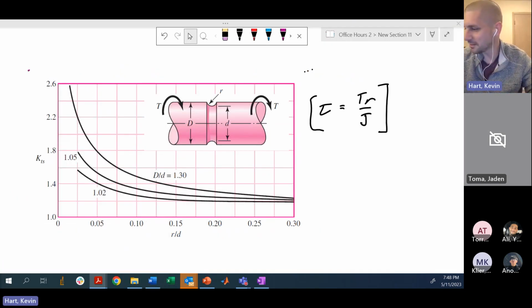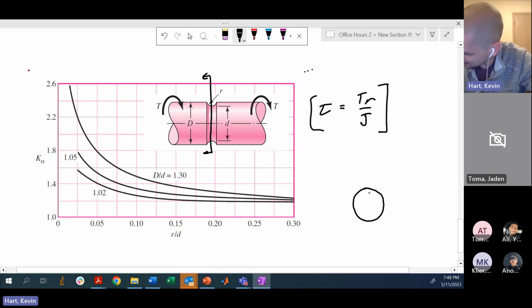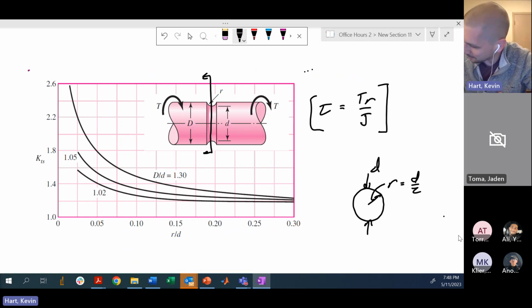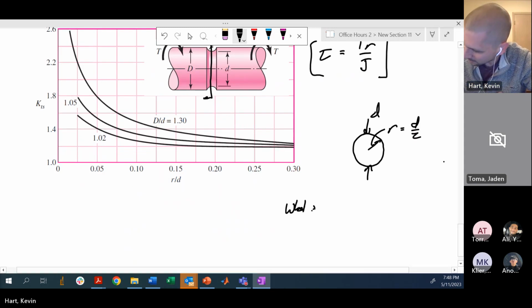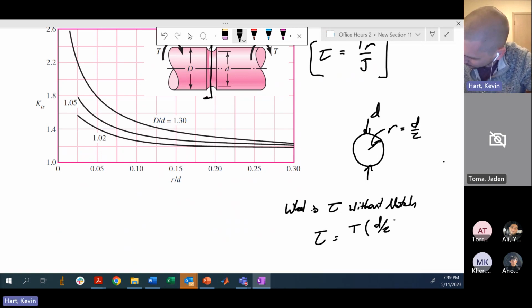Let's just talk about it really quick because it's a little confusing. So I make a cut here in this cross section. I want to look on that guy. This has little d as my diameter. So what I would normally draw is, this is the radius, which is d on 2. So I'd want to calculate tau without notch. That looks something like the torque that I applied, times d on 2, which is r, over J, which is pi on 2, in this radius, d on 2 to the 4th.